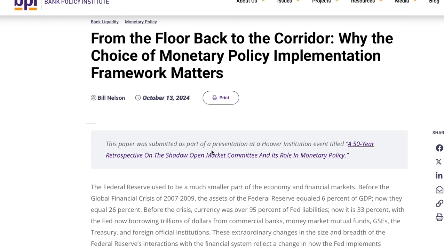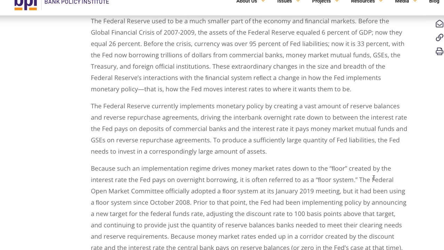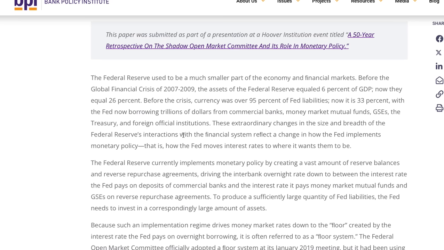There's this paper called From the Floor Back to the Corridor: Why the Choice of Monetary Policy Implementation Framework Matters. If you are a nerd like me, this was a paper that I found super helpful when I was trying to learn about all this. I will link that in the description.